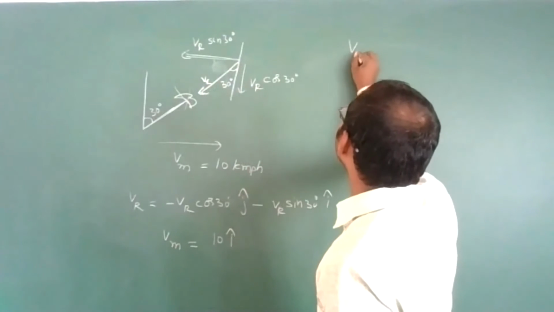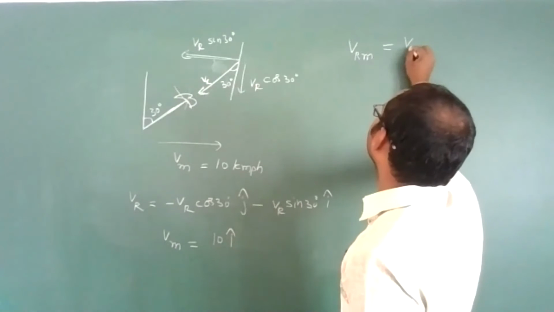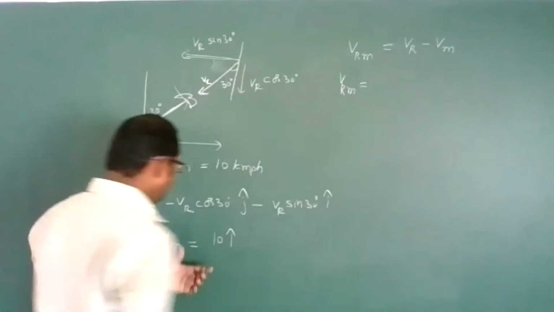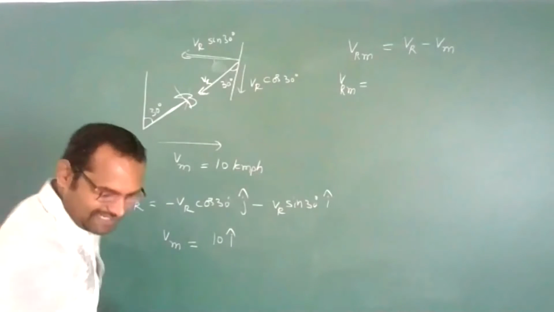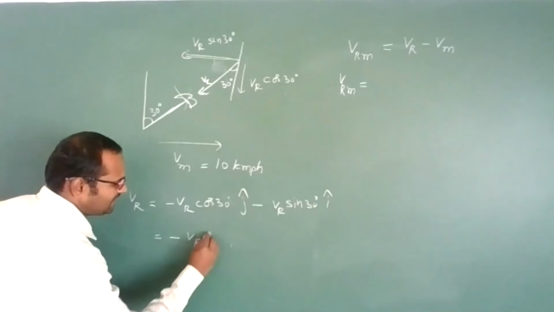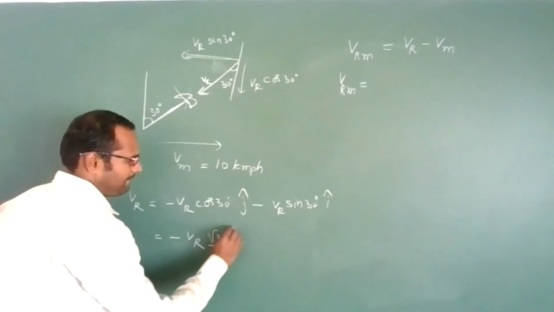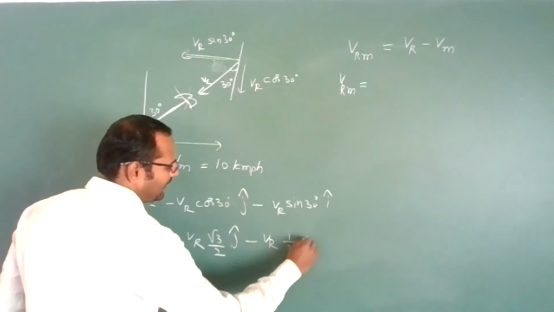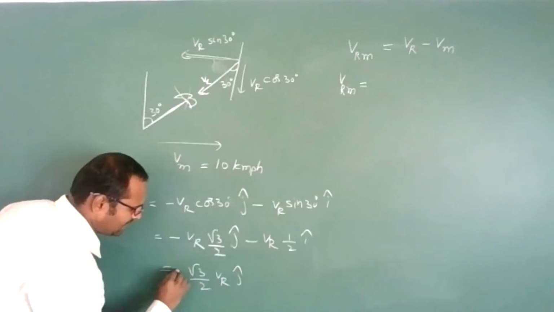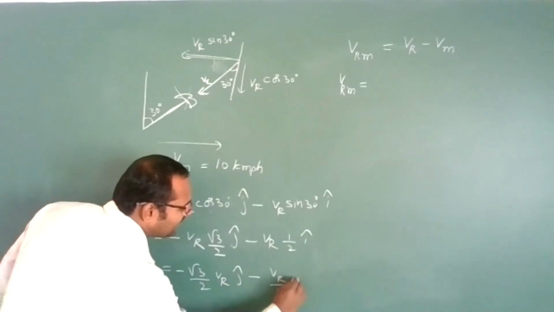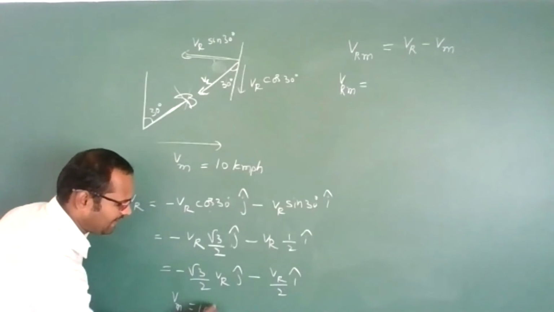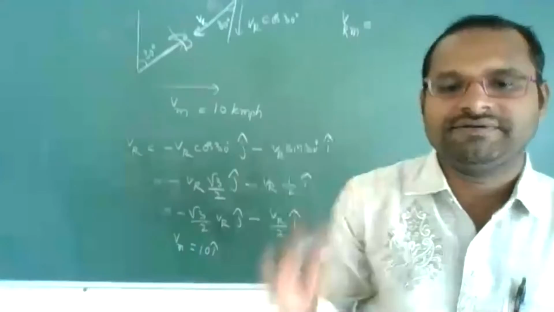It means velocity of rain with respect to man is velocity of rain minus velocity of man. So velocity of rain with respect to man will become velocity of rain how much? This is velocity of rain. So what is this value? Let us find first one here only. It is equal to minus VR cos 30, value root 3 by 2, j cap minus VR sin 30, value 1 by 2, i cap. It will be root 3 by 2 VR j cap minus VR by 2 i cap. This is velocity of rain. And velocity of man is given, 10 i cap.